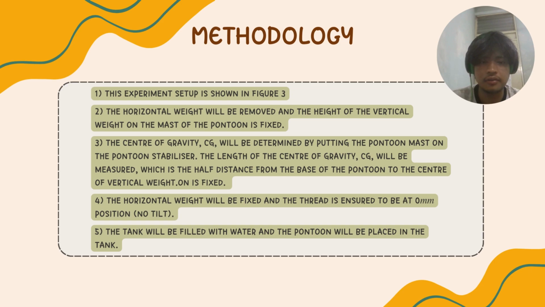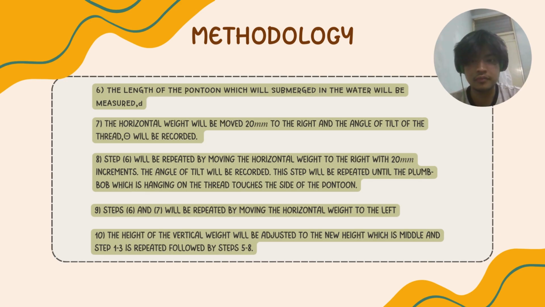The length of the center of gravity will be measured, which is the half distance from the base of the pontoon. The center of the vertical weight is fixed. Fourth, the horizontal weight will be fixed and the thread is ensured to be at the 0 mm position with no tilt. Fifth, the tank will be filled with water and the pontoon will be placed in the tank. Sixth, the length of the pontoon which is submerged in the water will be measured.